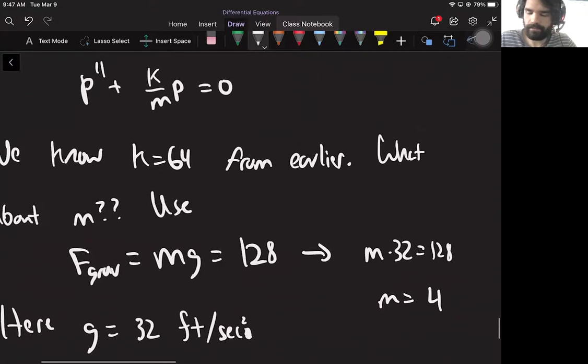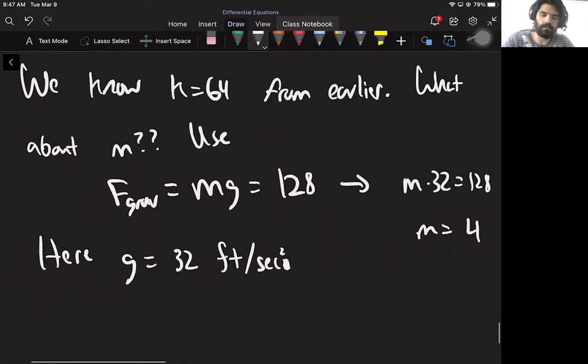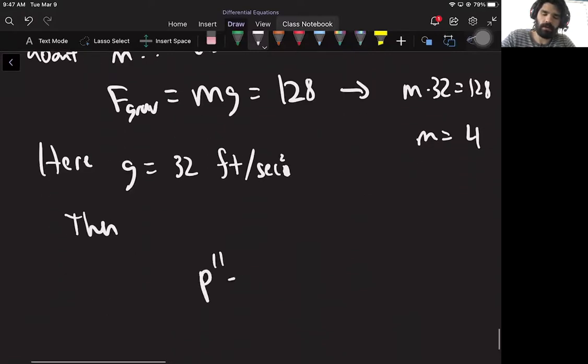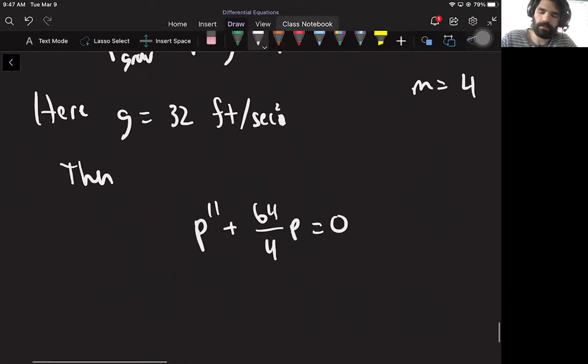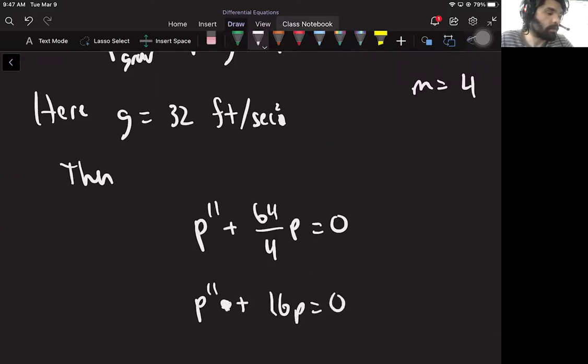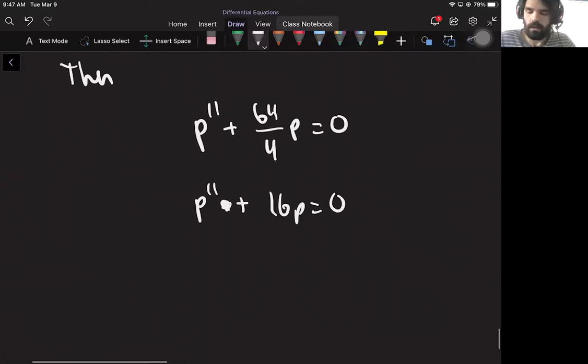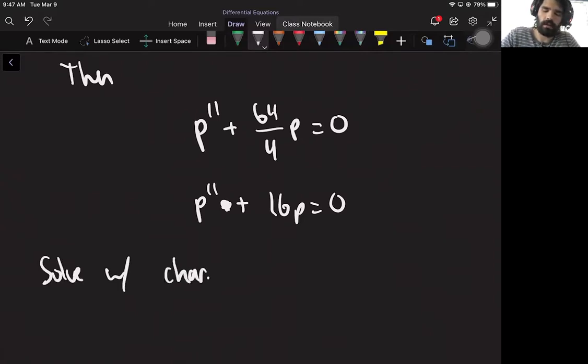Okay. So now I know my differential equation. P double prime plus K was 64 over 4. P equals 0. Oops. Plus 16 P equals 0. So this is a second order linear homogeneous equation with constant coefficients. So I can solve this with the characteristic equation.